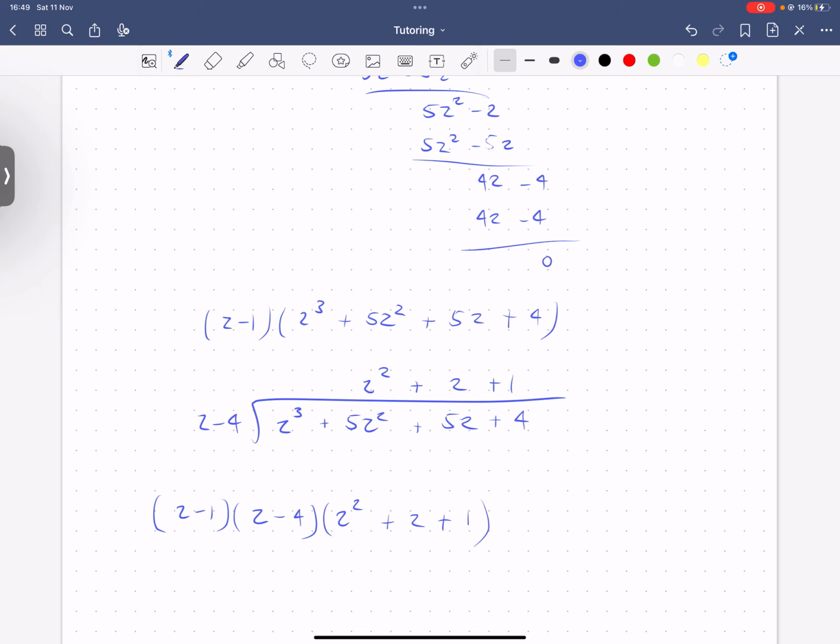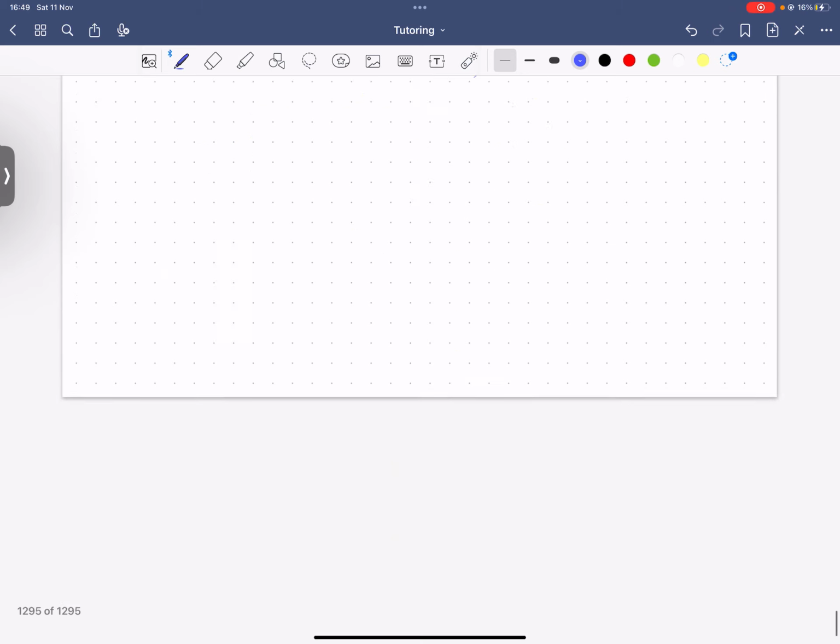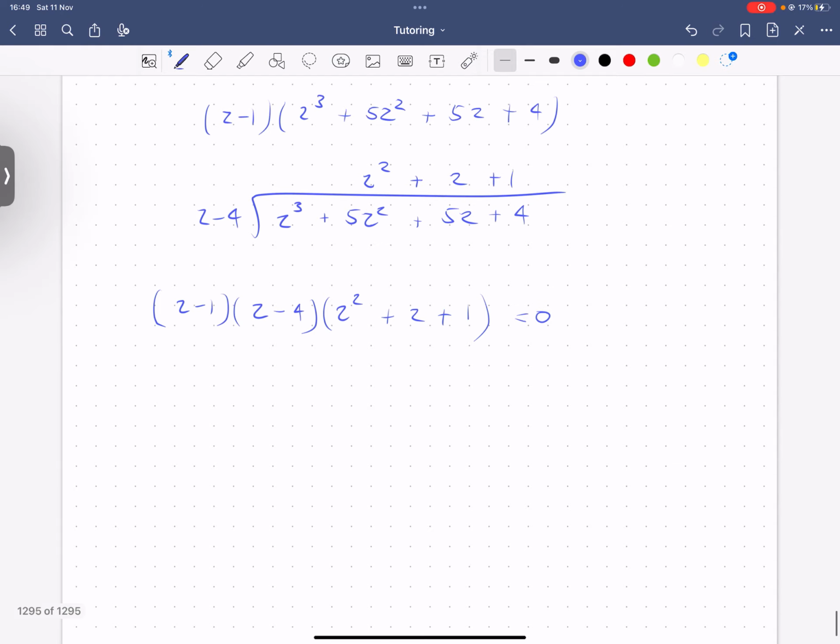That's equal to 0. Now we might use the quadratic formula to solve that. So z is equal to minus 1 plus or minus the square root of 1 squared minus 4 times 1, which is minus 3, so it's going to be root 3i over 2. So therefore our solutions are z is equal to 1, minus 4, and minus 1 plus or minus root 3i on 2.